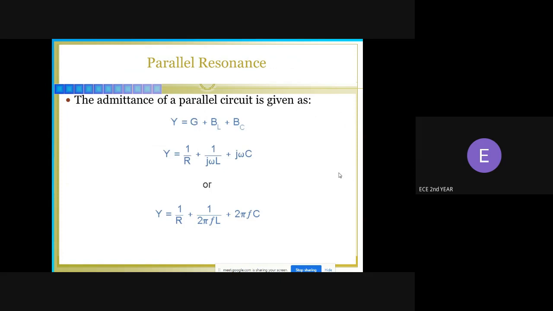The admittance of the parallel circuit is given as Y, the reciprocal of the impedance, Y equal to G plus BL plus BC. So we can write it as Y equal to 1 by R plus 1 by j omega L plus j omega C, or 1 by R plus 1 by 2 pi FL plus 1 by 2 pi FC.